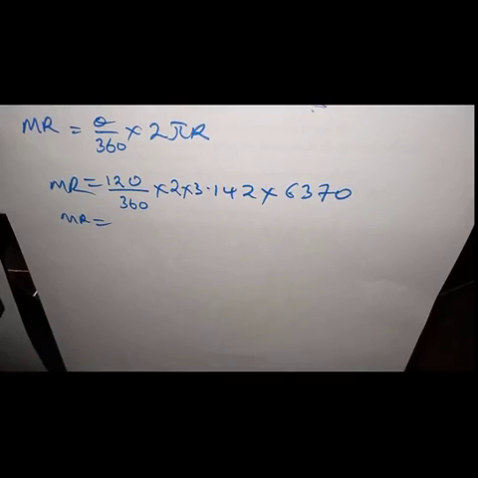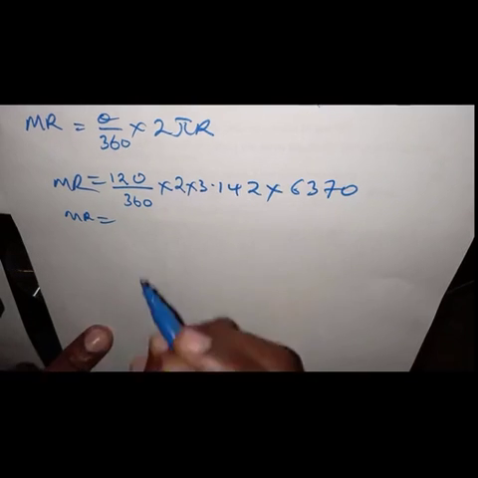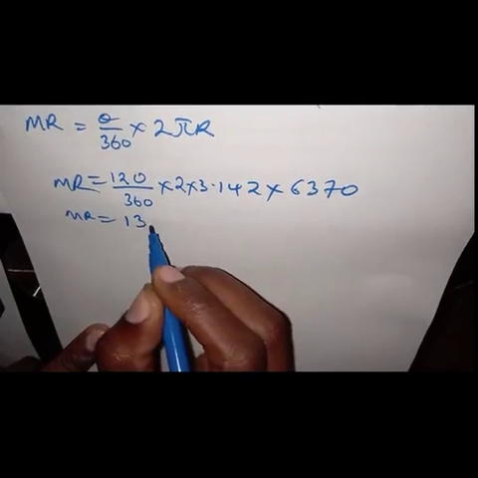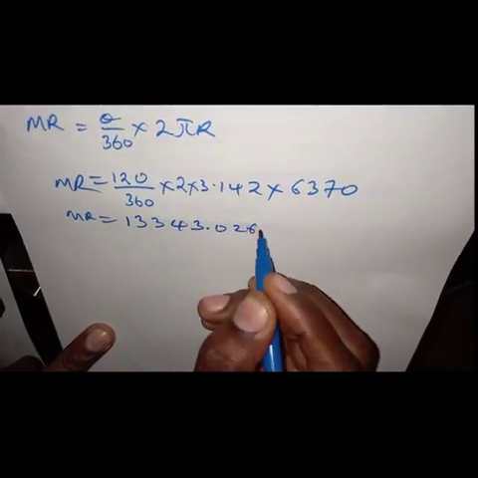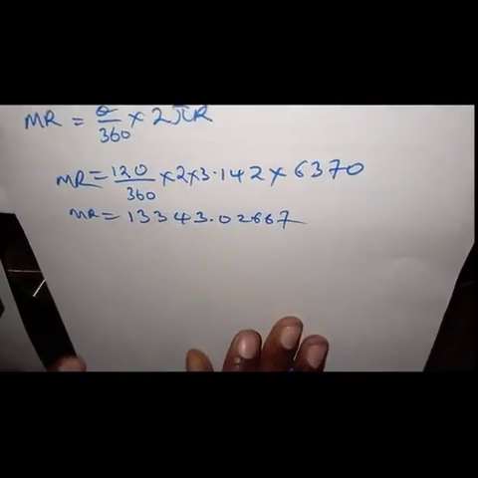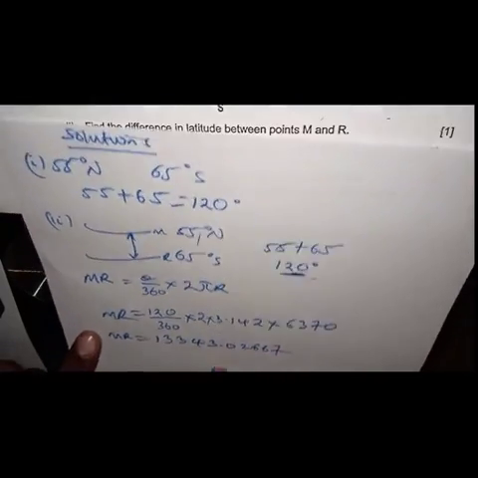So make sure you counter check what you are punching on your calculator. 3.142 times 6,370. So when you press the equal sign, it has to be this, 0.02667, right?